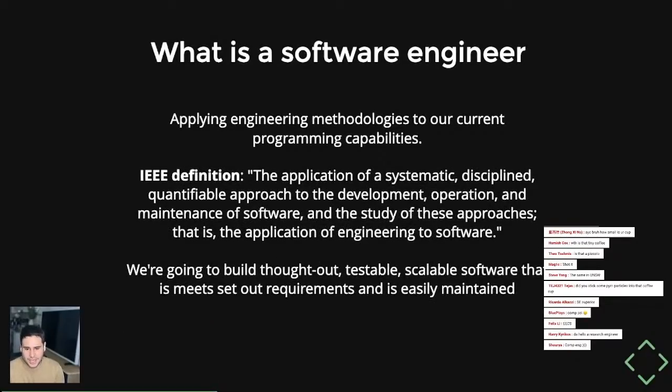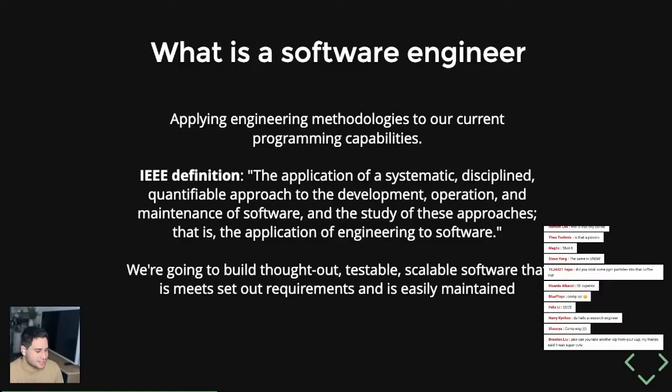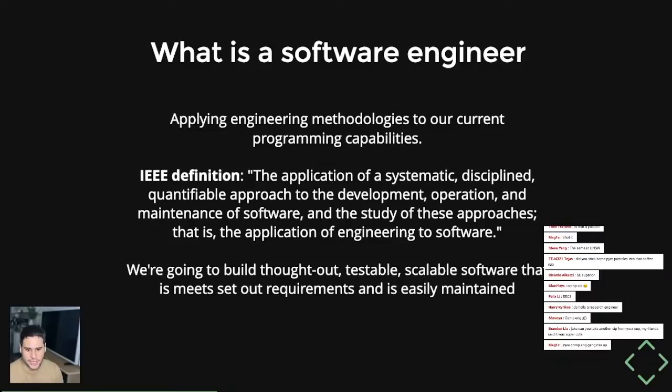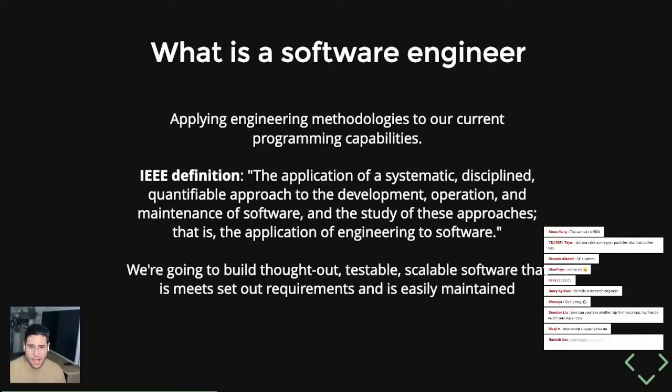So here's the IEEE definition: the application of a systematic, disciplined, quantifiable approach to the development, operation, and maintenance of software. Notice it's not about coming up with a cutting-edge algorithm to solve this particular problem 5% faster or using 10 fewer cycles. It's about the whole end-to-end project. It's about delivering a project on time. It's about understanding the constraints of budget, personnel, working in teams, working with personalities.